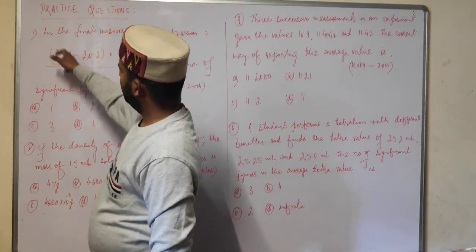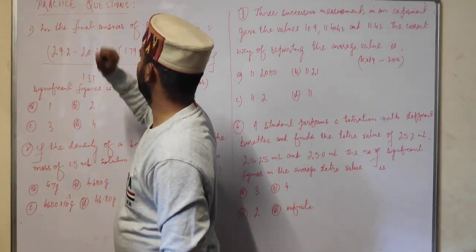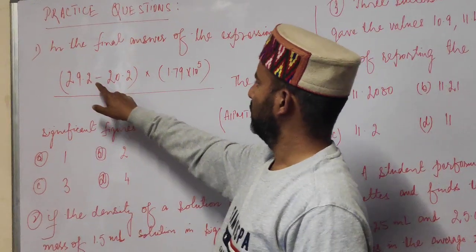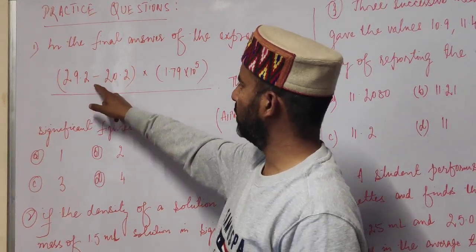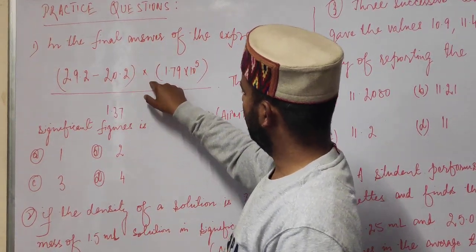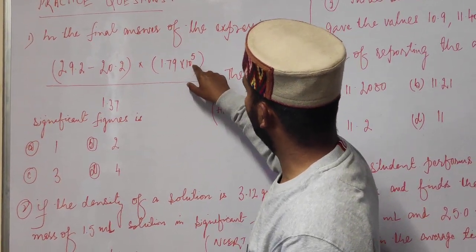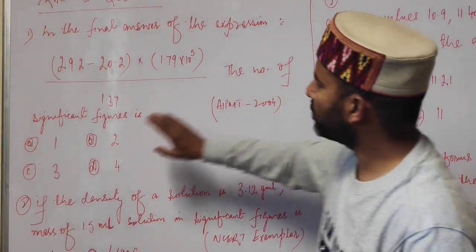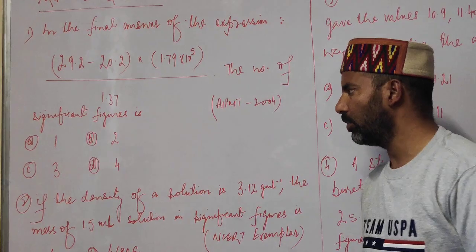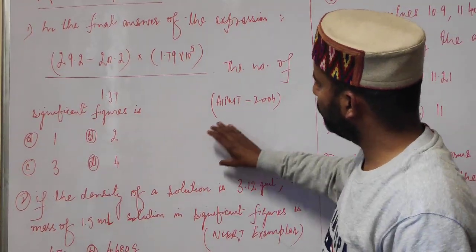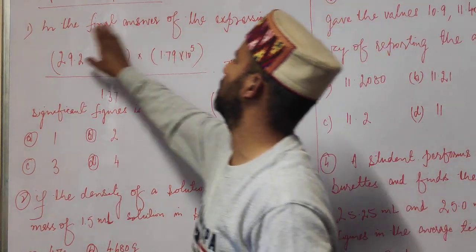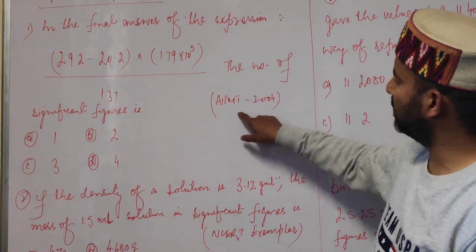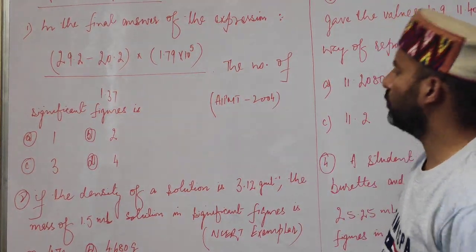Now in the first question, the statement is: in the final answer of the expression 29.2 minus 20.2 multiplied by 1.79 into 10 raised to the power 5 divided by 1.37, the number of significant figures is. So students, you have to find out the number of significant figures in the final answer of this expression. This question was asked in AIPMT 2004.